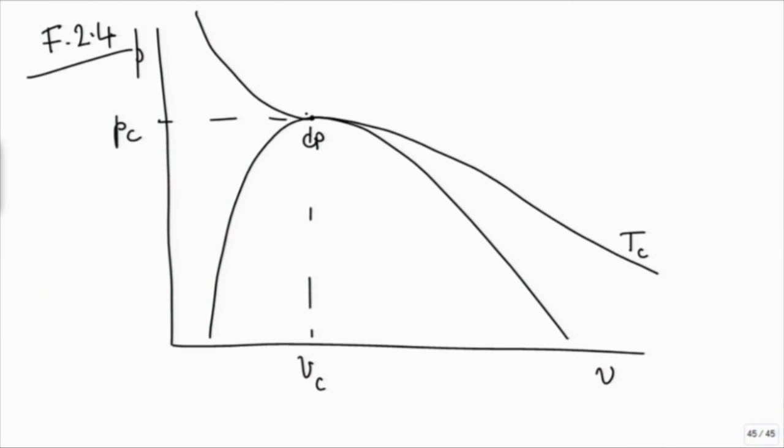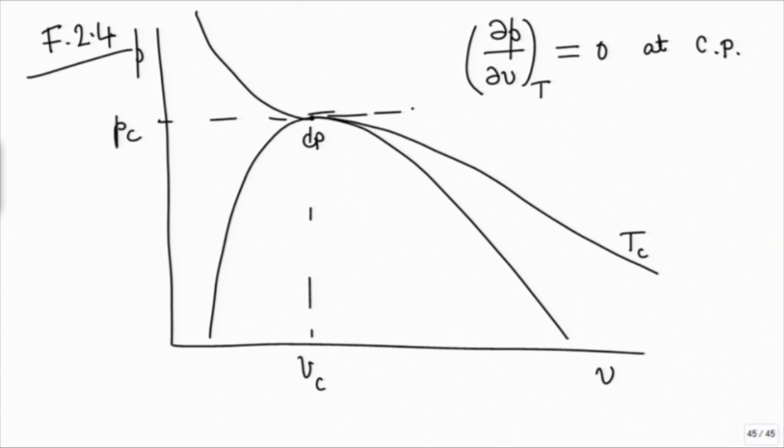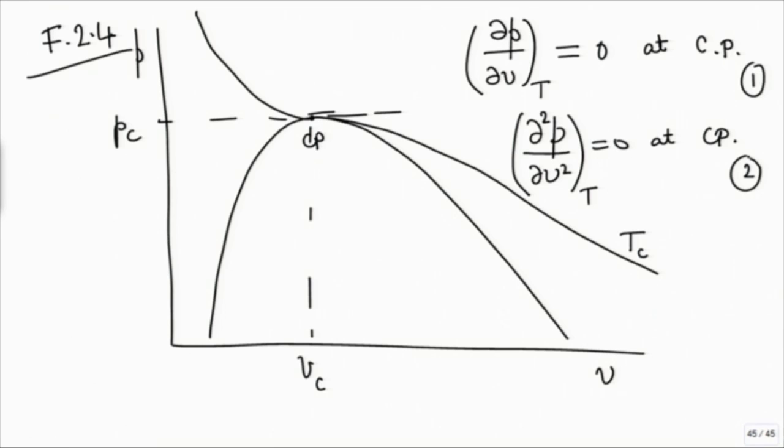So at this point, if you take the slope of the isotherm, so this is the way pressure varies with volume at constant temperature, the slope of this isotherm is 0 at the critical point. Not only that, the tangent of this isotherm is horizontal, and the tangent crosses the isotherm itself. So it is a point of inflection. The second derivative is also 0. So the second derivative of pressure with respect to volume at constant temperature is also 0 at the critical point. Use these two equations and you will be able to solve F2.4.